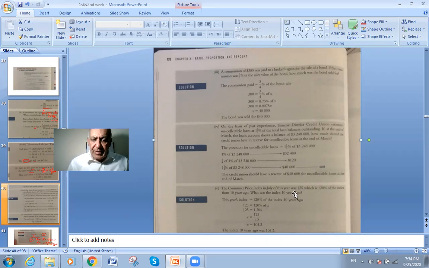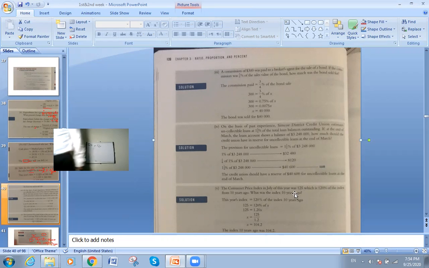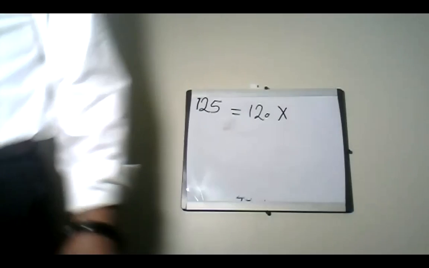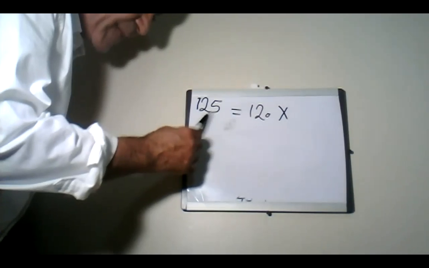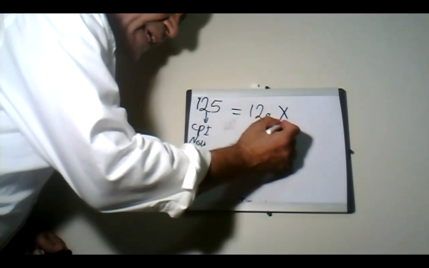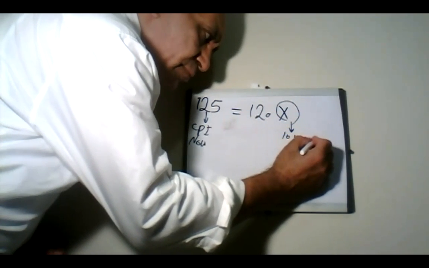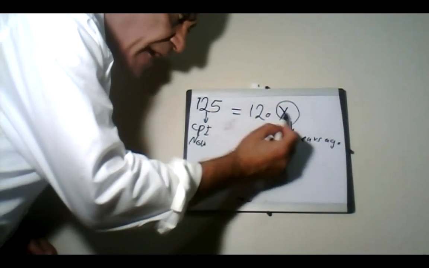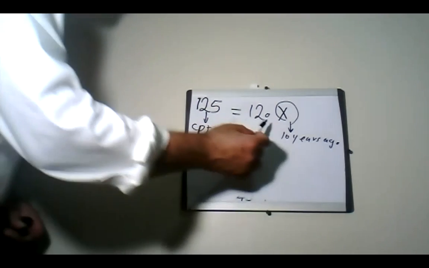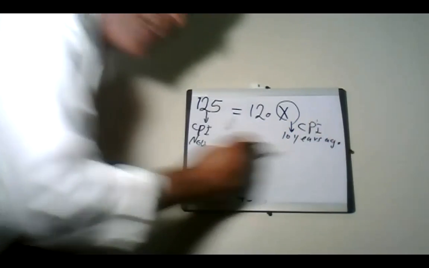I will use a simple symbol, X, for the one 10 years ago. He wanted to know what the index was 10 years ago, so he wanted to know X. He's telling me this year's CPI, July this year, the CPI now, was 120% of 10 years ago. X is a variable, because we want to know what it is. This is the CPI 10 years ago.